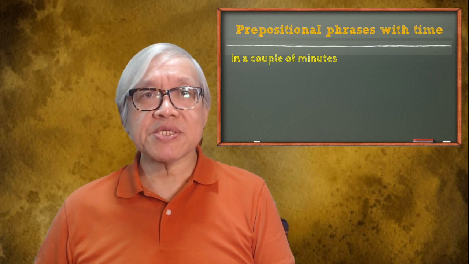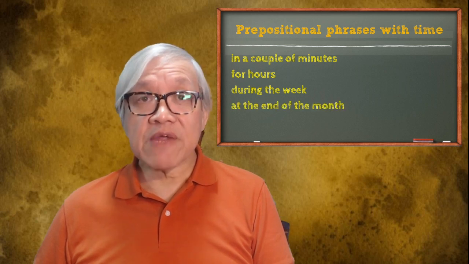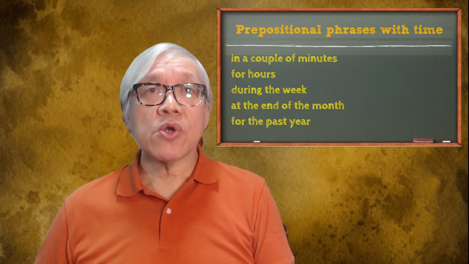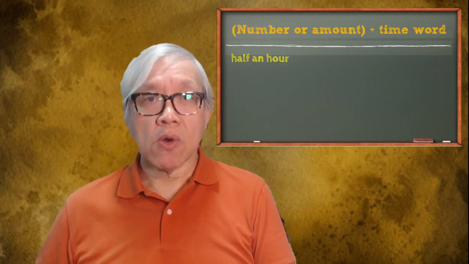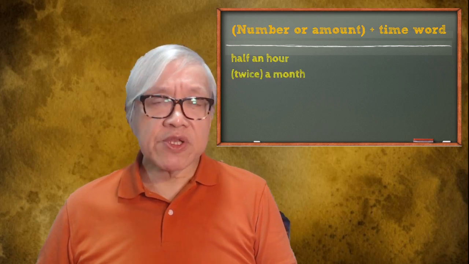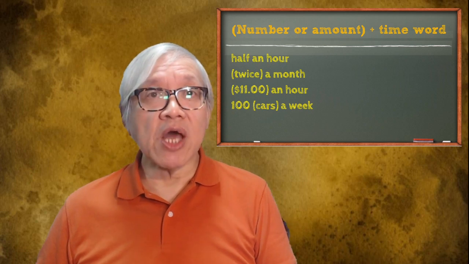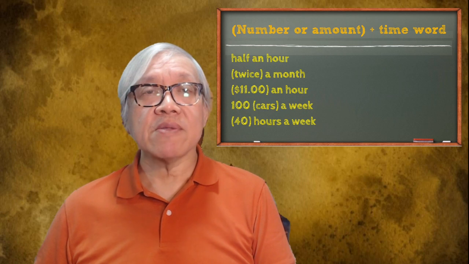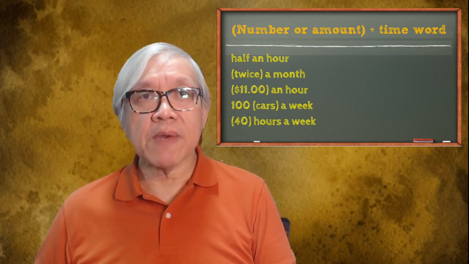In a couple of minutes, for hours, during the week, at the end of the month, for the past year. So you have a number or amount plus a time word. So you say half an hour, or twice a month, or $11 an hour, or 100 cars a week. Now that's a good salesman. You can sell 100 cars a week. You're going to make a lot of money. 40 hours a week. Sort of common for many, many people. If you're not working overtime, it's about 40 hours a week.